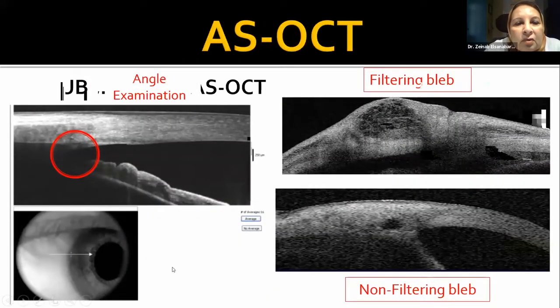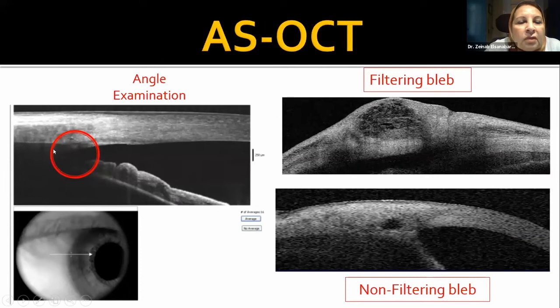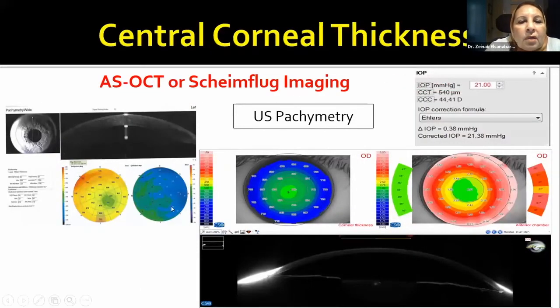Also, the anterior segment OCT we may use mainly to examine the filtration and the non-filtering bleb, but for the angle recess, it may be difficult to get good information as with UBM, as the angle recess is usually obscured by the limbus. For the central corneal thickness, we can measure it by ultrasonic pachymetry, by anterior segment OCT, and also by Scheimpflug imaging, giving us the advantage of having certain equations to correct the measured IOP and also to detect the depths of the AC in different areas.